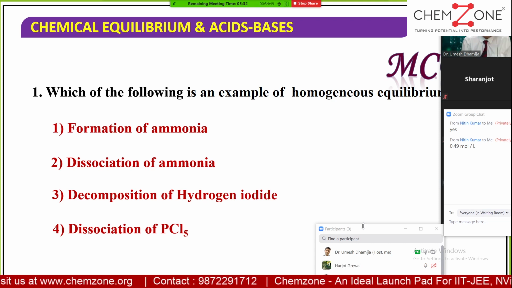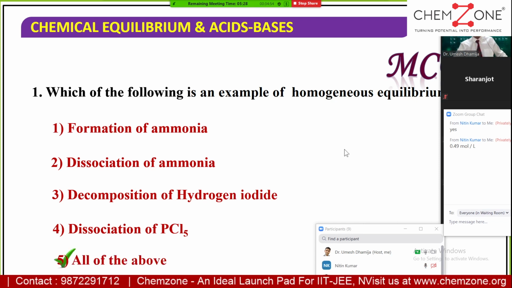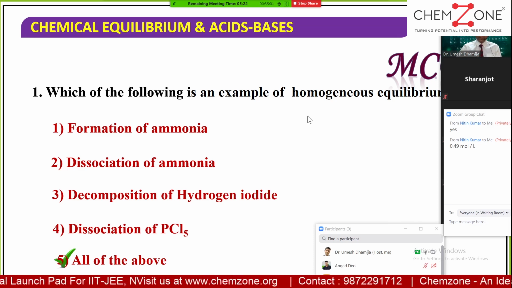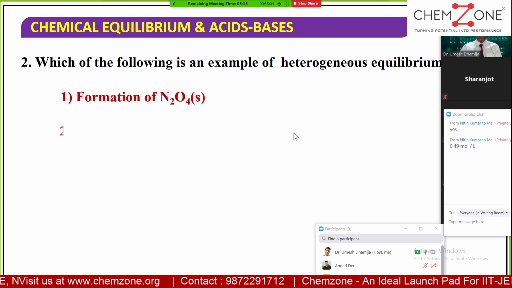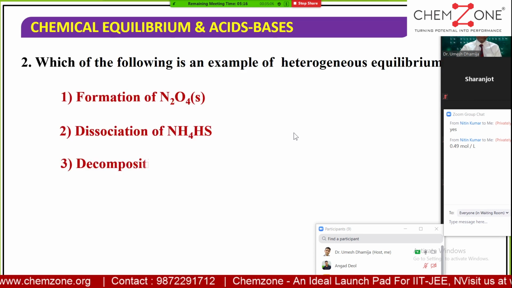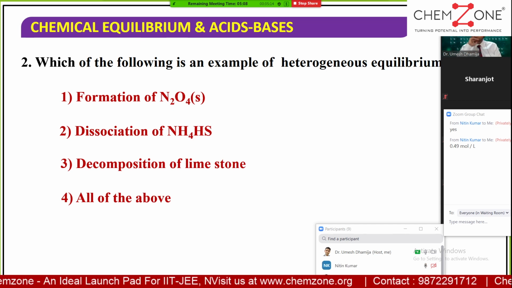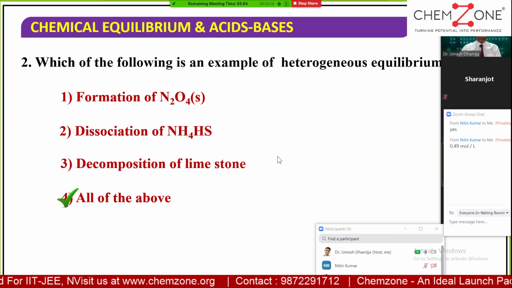First, second, third and fourth. All of these are there. हाँ. Yeah, we are given all the examples of the homogeneous equilibrium. Which of the following is a heterogeneous equilibrium? Heterogeneous. सर थर्ड है और शायद फोर्थ. First and yeah, second was also there. All of these are there, all of them.